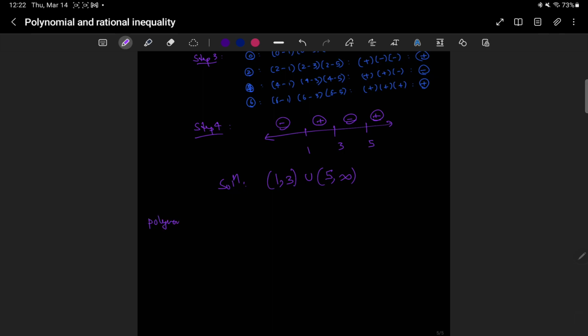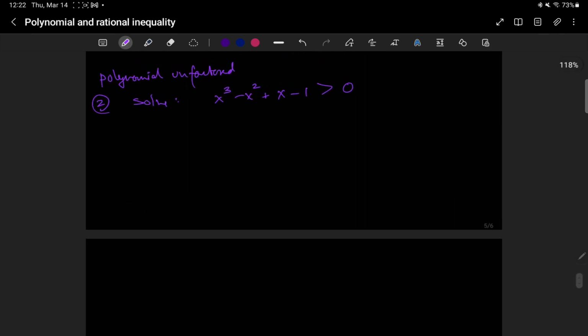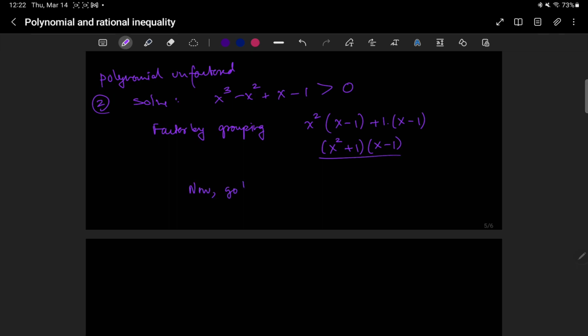Now let's look at polynomial unfactored. Maybe they will ask you something like x cubed minus x squared plus x minus 1 greater than 0. One of the techniques, we will factor by grouping. I have x squared times (x minus 1) plus 1 times (x minus 1), so (x squared plus 1)(x minus 1). And now, you just go back to the same method as problem number 1. Because now you can deal with this like it is a new problem, like this is where you started, and this is a factored polynomial given to you.